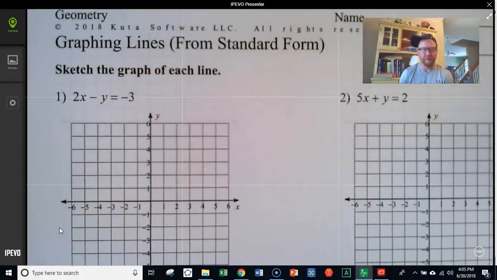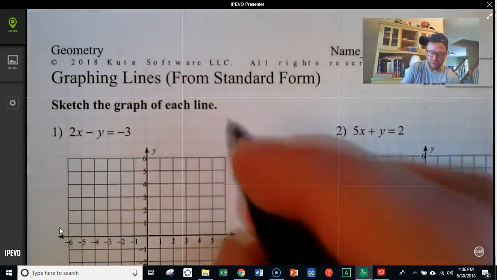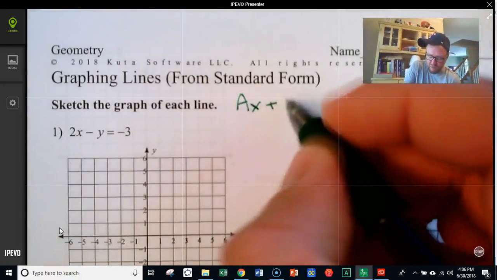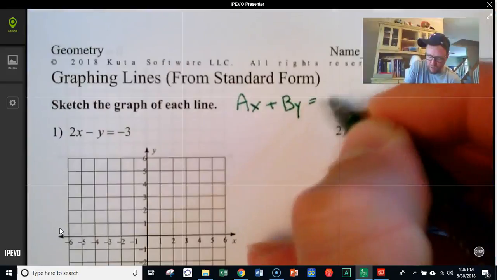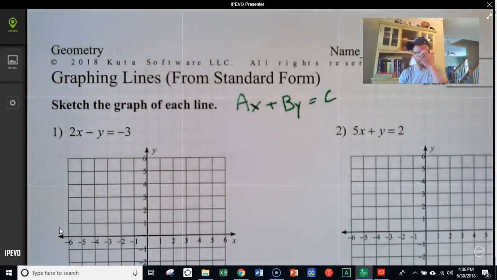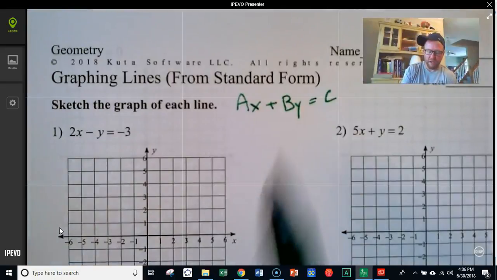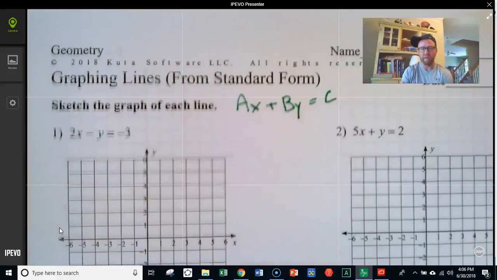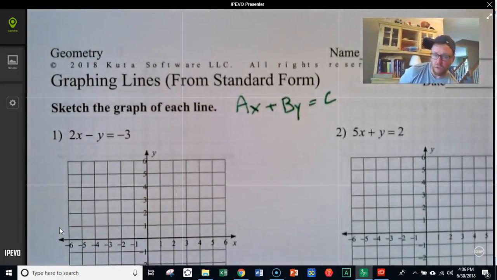Alright, in this video, we're going to be sketching graphs of lines from equations that are given to us in standard form. Standard form of an equation looks like this: ax plus by equals c, where a, b, and c are just numbers. Typically in standard form, your a, b, and c are going to be integers.